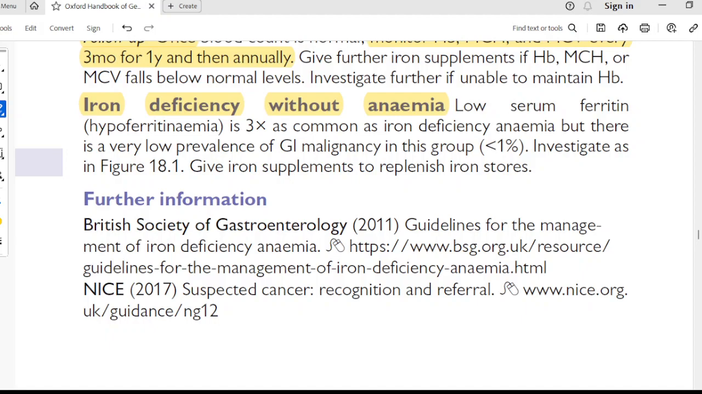Low serum ferritin, hypoferritinemia, is 3 times as common as iron deficiency anemia, with a very low prevalence of GI malignancy in this group of patients. So investigate as in figure 18.1. Give iron supplements to replenish the iron stores.